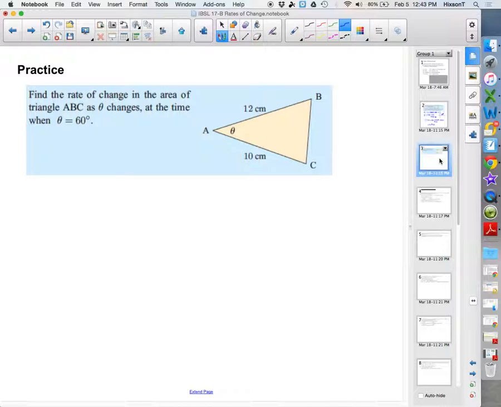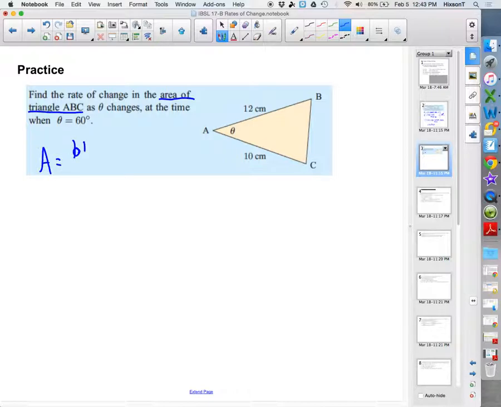So in fact, we could do one to determine how quickly BC will be growing. That one's a little more complicated because we have to use our law of cosines and take a derivative of that mess. But in this case, we have to think about area. Now, what's our formula for the area of a triangle? 1/2 base times height.